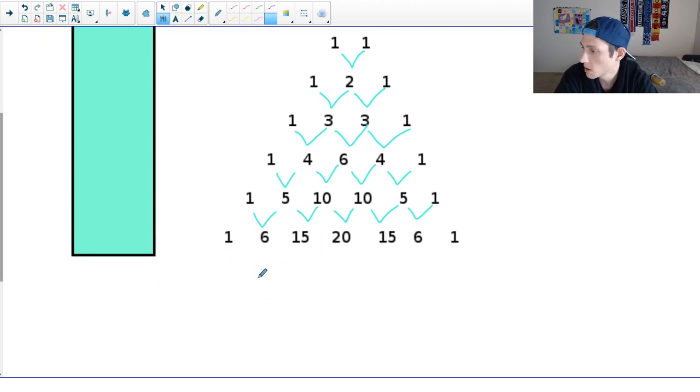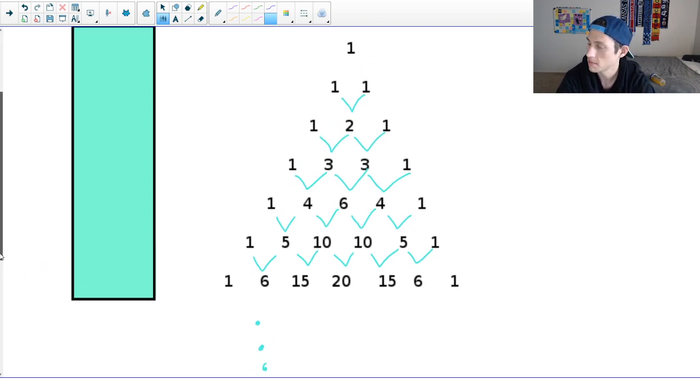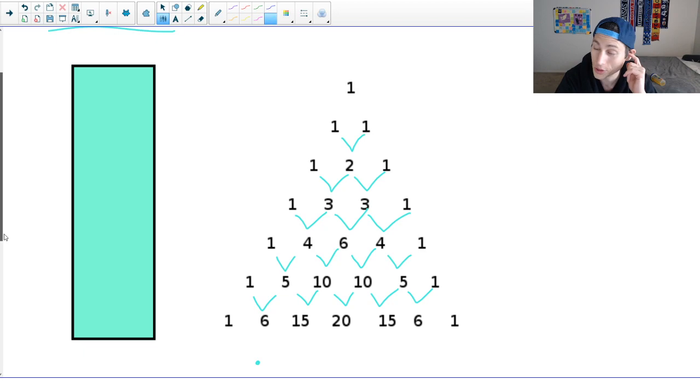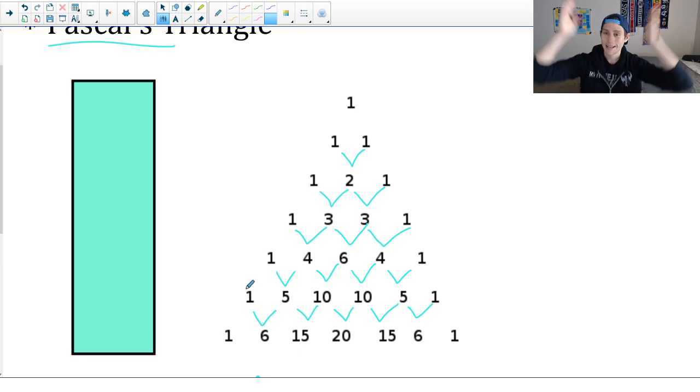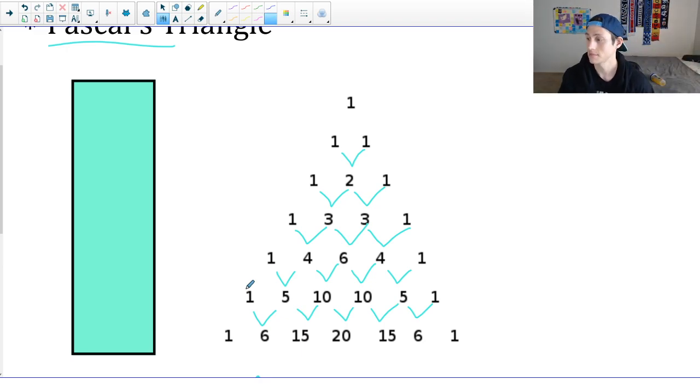Right? And we could keep going forever. We can make this as large as we want. Right? This is called Pascal's triangle. And this pattern is just that in order to get the number for the next row, you just add the 2 numbers that are above it. Okay?